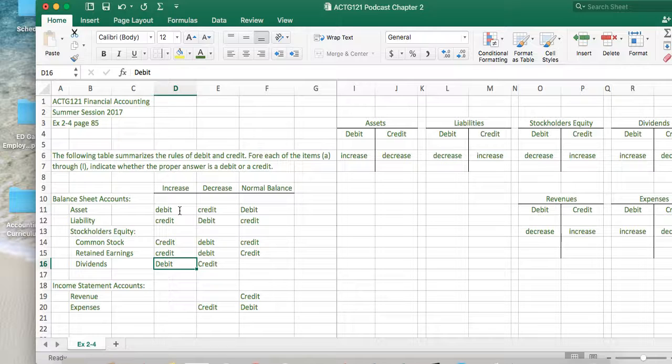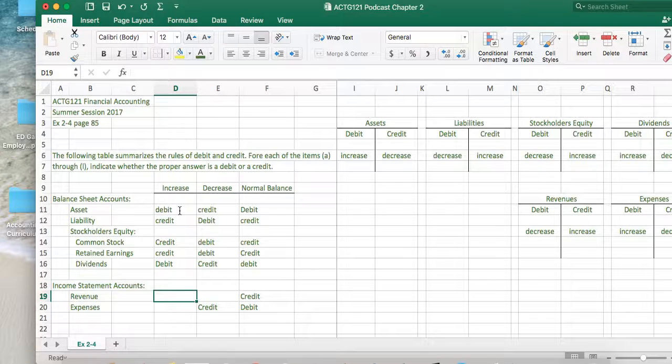Dividends, as I said, is contra, or moves in the opposite direction. So where common stock would increase with a credit, dividends increases with a debit. Whereas common stock and retained earnings decrease with a debit, dividends will decrease with a credit. Therefore, its normal balance is a debit balance. It's always the increase side.